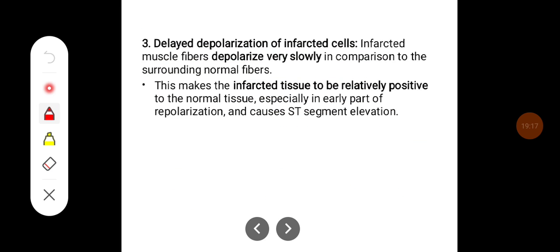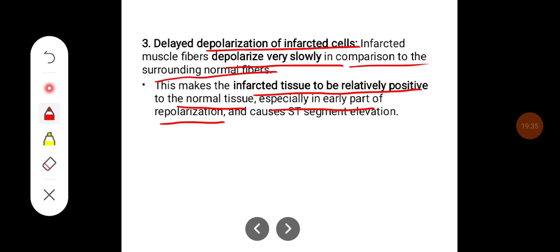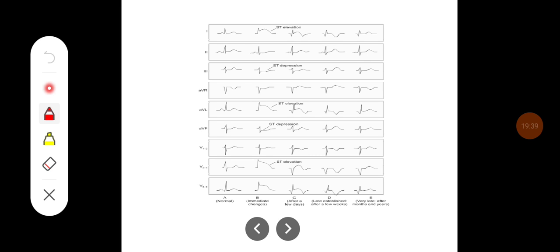The other cause is delayed depolarization of the infarcted cells. Infarcted muscle fibers depolarize very slowly in comparison to the surrounding normal fibers. This makes the infarcted tissue relatively positive to the normal tissue, especially in the early part of the repolarization, and it causes ST segment elevation.